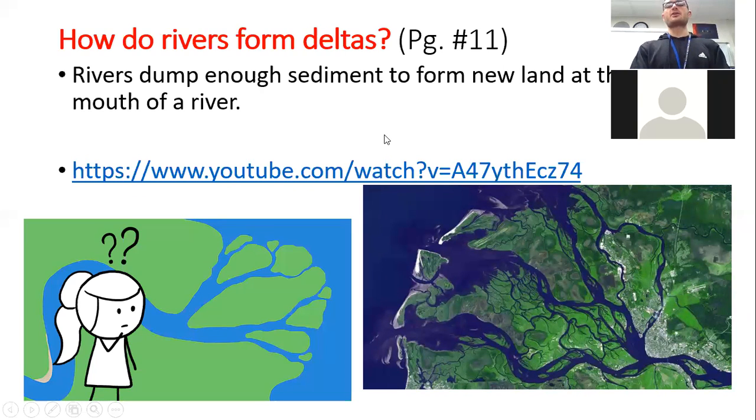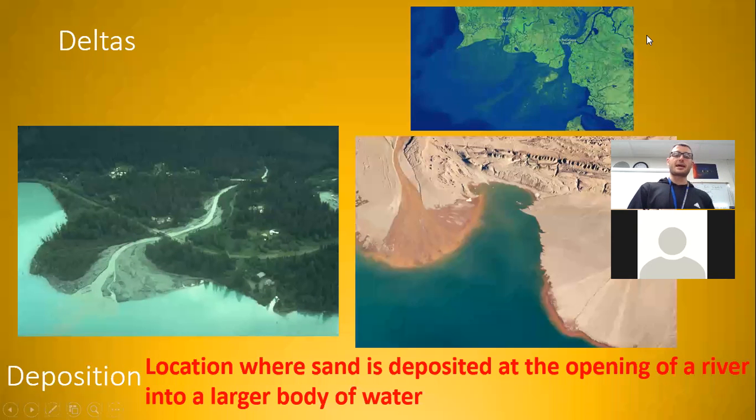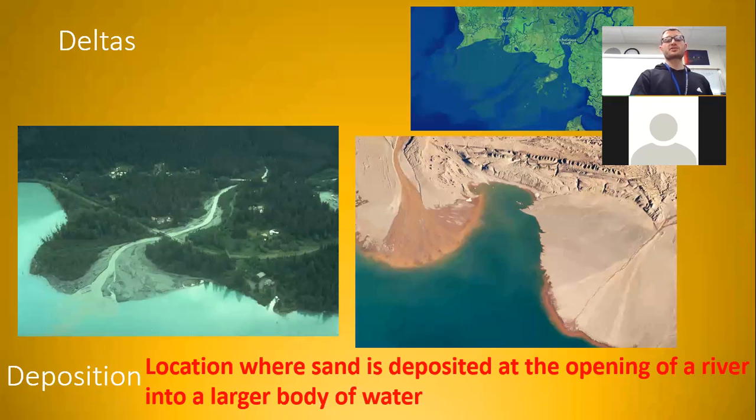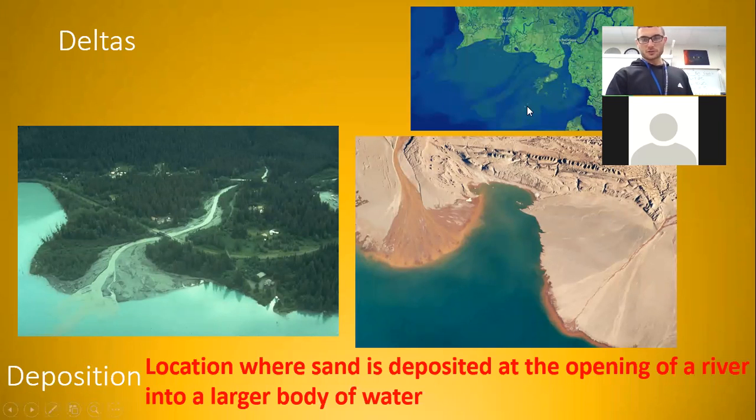Okay, so then let's go to deltas again. Take a picture of that if you don't already have it. Rivers dump enough sediment to form new land. So what's a delta, guys? Last thing of the day. A location where sand is deposited at the opening of a river into a larger body of water. So we see here the river's flowing.